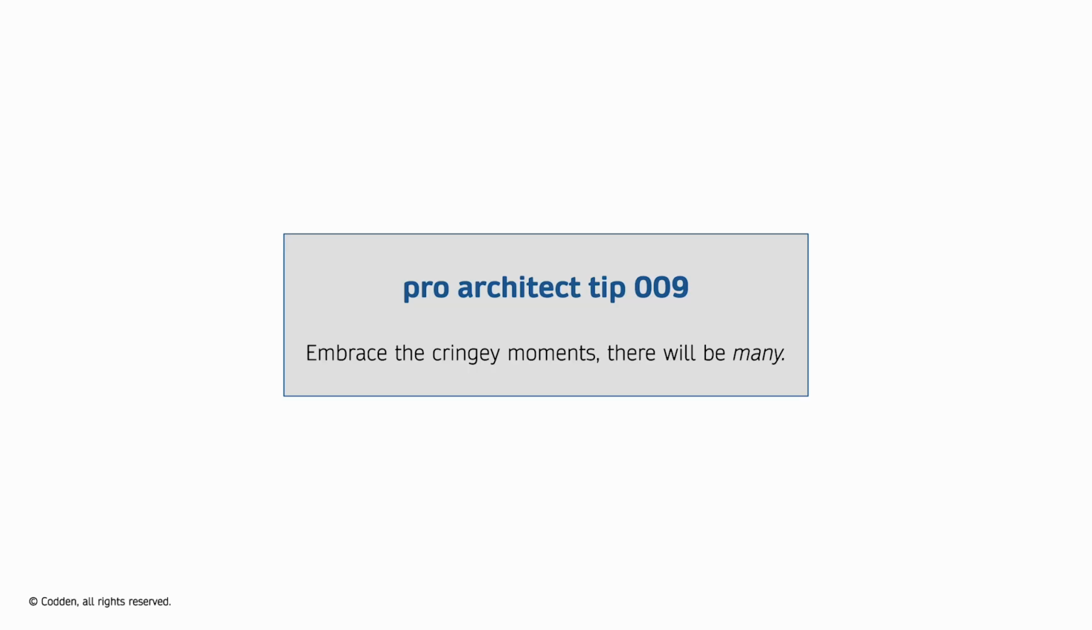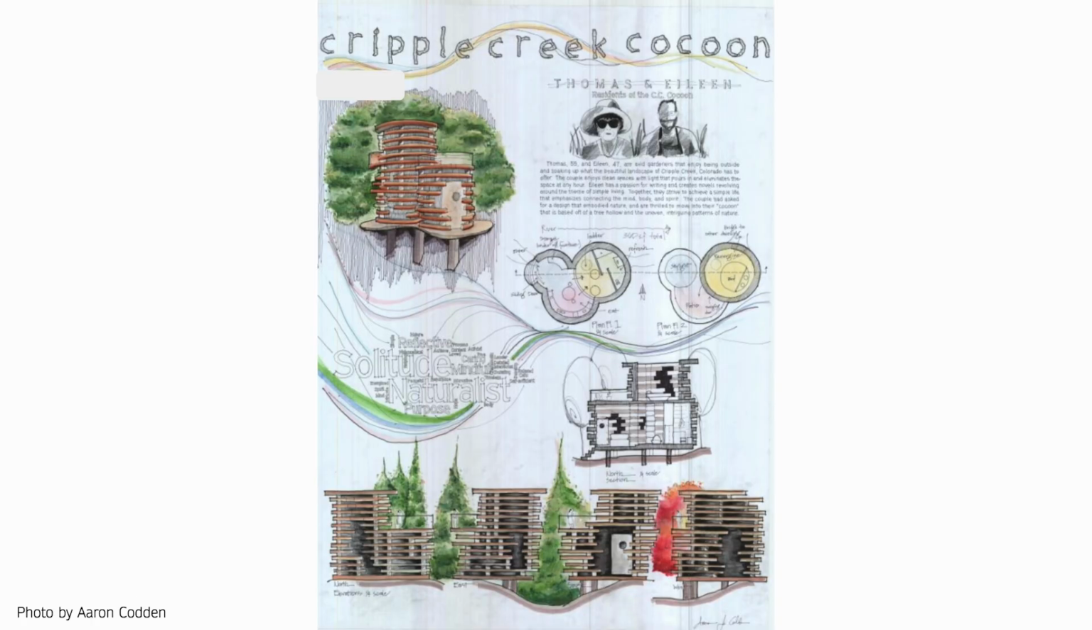So, pro tip number 9 in this course is embrace the cringy moments. There will be many. And this is a project from my second year of architecture school called Cripple Creek Cocoon. This was a small dwelling for, looks like the couple was 55 and 47. So not elderly, upper middle age, I guess, in Colorado. And it was supposed to mimic a cocoon. And I had a crit at a local architecture firm with this. We packed everything up and I presented in front of 5 real architects.